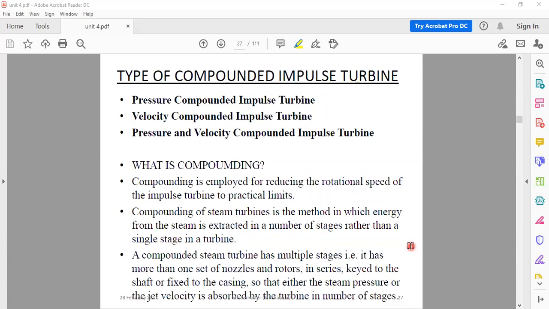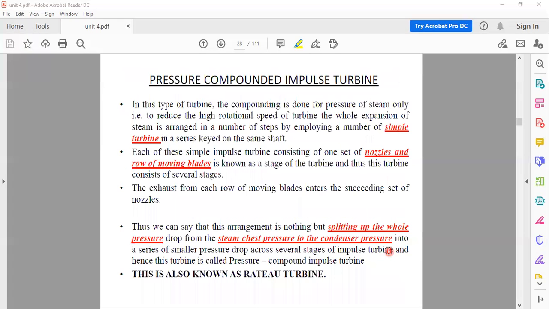Compounding of a steam turbine is the method in which energy from the steam is extracted in a number of stages rather than a single stage in the turbine. A compounded steam turbine has multiple stages. It has more than one set of nozzle and rotor in series, geared to the shaft or fixed to the casing, so that the entire steam pressure or the jet velocity is absorbed by the turbine in a number of stages.